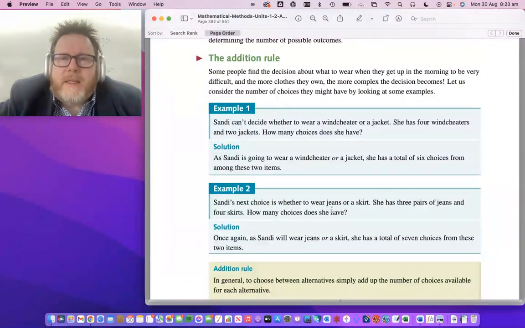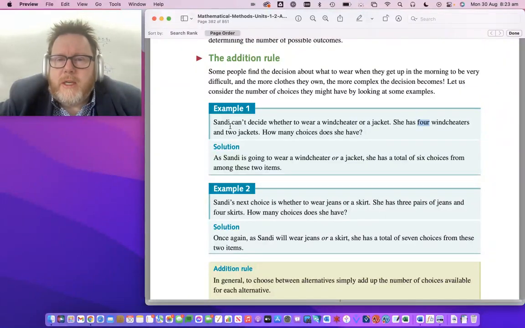So the addition rule basically says that if you've got different choices in front of you and you're looking at either/or in terms of being a valid choice, then really all you're going to do is add up those choices together to work out how many choices you've got in total. So here's the examples. Sandy can't decide whether to wear a windcheater or a jacket. She has 4 windcheaters, 2 jackets. How many choices does she have?